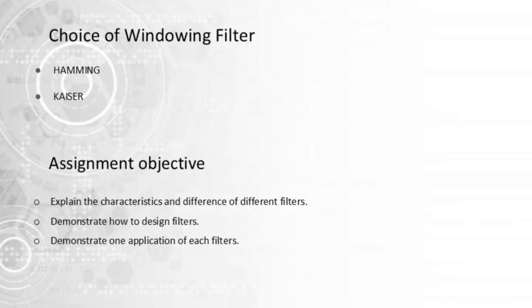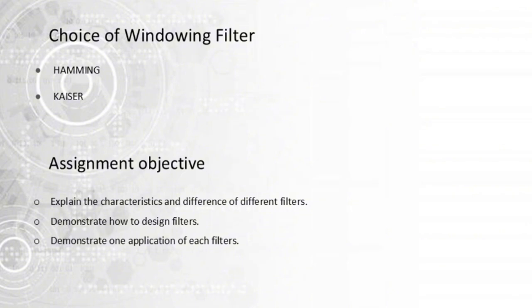Next, we go to the choice of windowing filter. In this assignment, we focus on two popular windowing filters, the Hamming window and the Kaiser window. Each has unique strengths and is chosen based on the specific needs of the application.